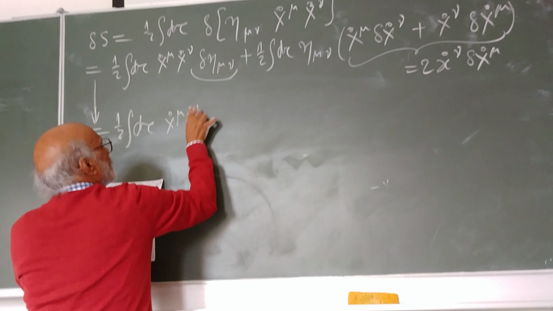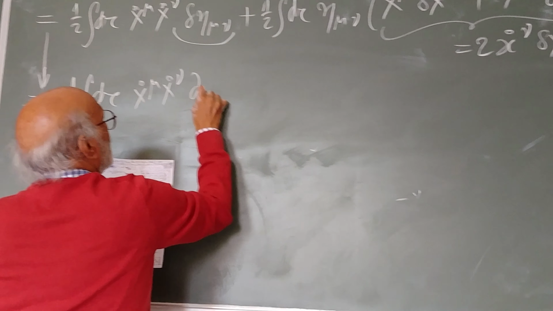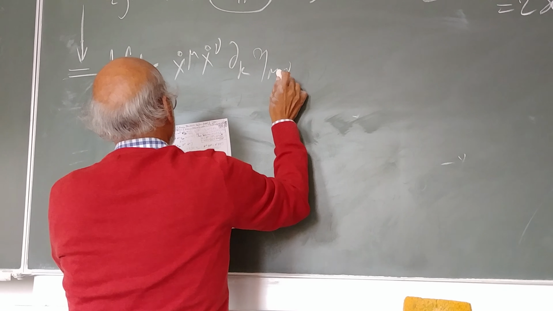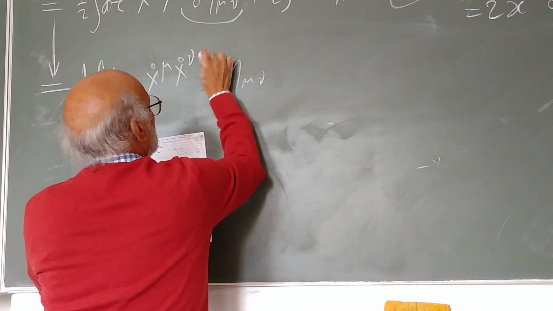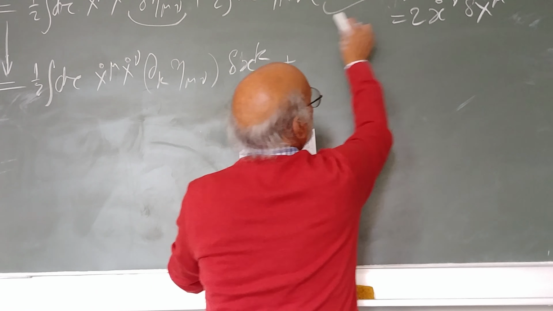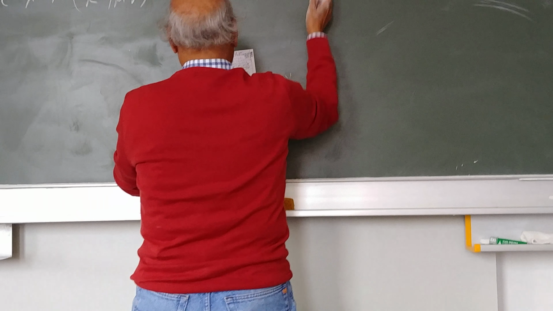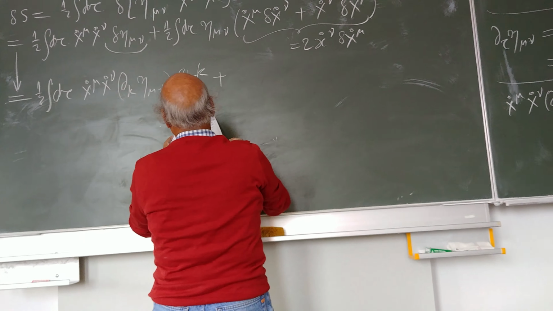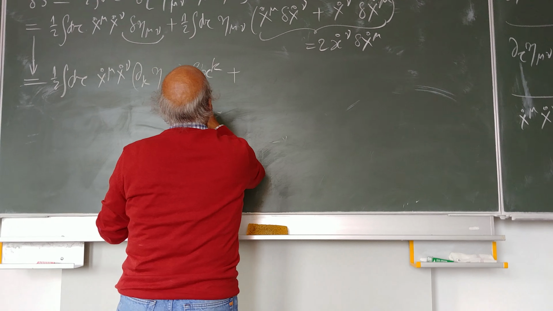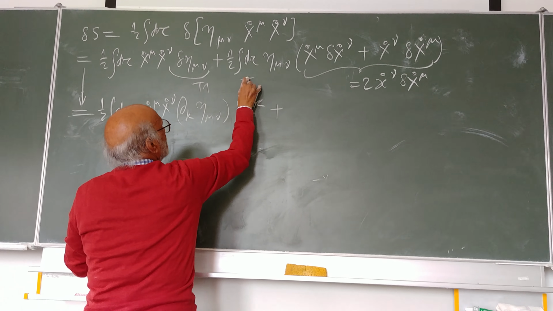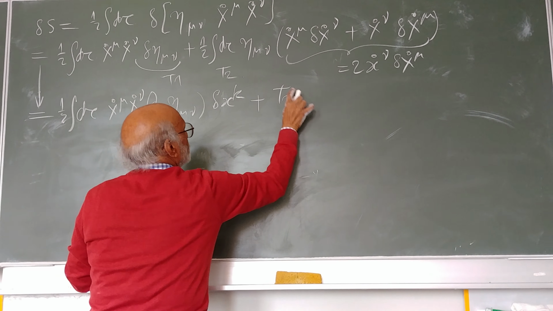x mu dot del k of eta mu delta x k, plus this term, okay, and let me call this T1 and this T2.